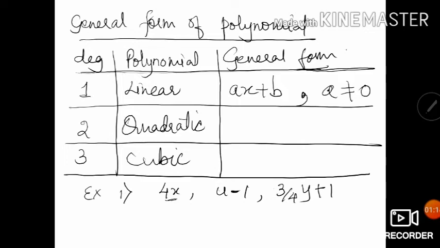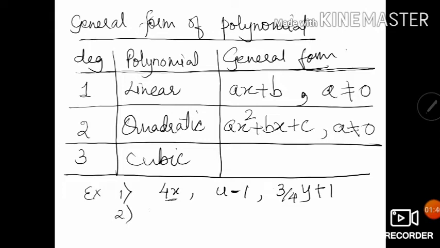Now the general form for a quadratic will be ax square plus bx plus c. Again, a cannot be 0, which is the coefficient of x square. If the coefficient of x square is 0, then the x square term becomes 0, and then the polynomial becomes a linear polynomial.